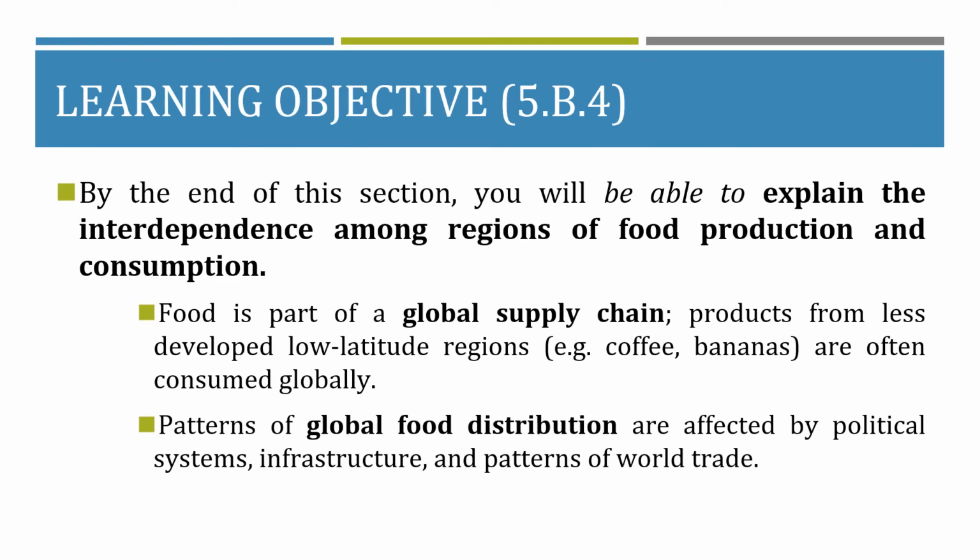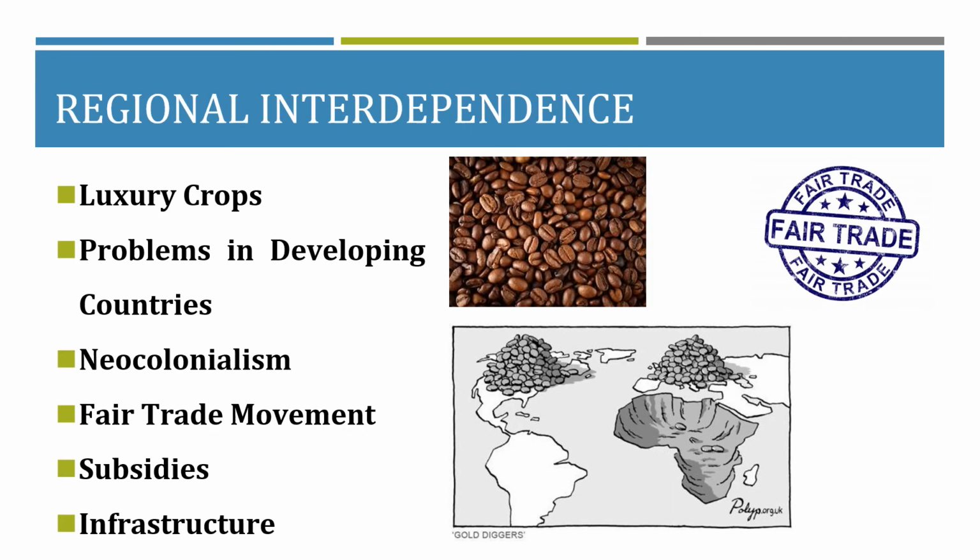This last section of chapter 13 is all about the interdependence among regions of food production and consumption. So food is part of a global supply chain. Products from less developed, low latitude countries, meaning countries that are near the equator, provide the developed countries with luxury products that we can't grow in our own climates. Things like coffee and bananas are often consumed globally, but mainly in our developed countries. So patterns of global food distribution are affected by political systems, infrastructure, and patterns of world trade. So make sure you understand all of these vocab terms for this portion.